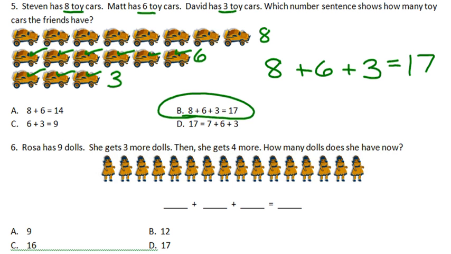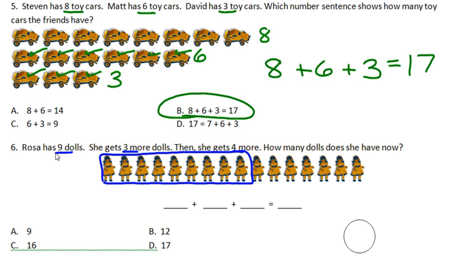Number 6. Rosa has 9 dolls. She gets 3 more dolls, then she gets 4 more. How many dolls does she have now? This one's a little different because I'm not working with 3 different people, though I still have 3 add-ins. Let's look at why. I start with 9. She starts with these. 1, 2, 3, 4, 5, 6, 7, 8, 9. That's how many she starts with. So 9 is what she starts with.